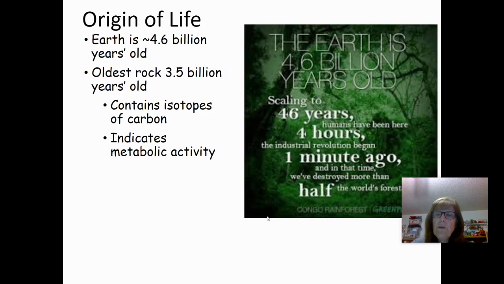Now, the Earth is estimated to be 4.6 billion years old. The oldest rock that has been dated was 3.5 billion years old. They know this by looking at various isotopes of carbon, and we'll talk about that a little bit more and how they do that. And these isotopes of carbon indicate that there was some kind of metabolic activity going on during this period of time.